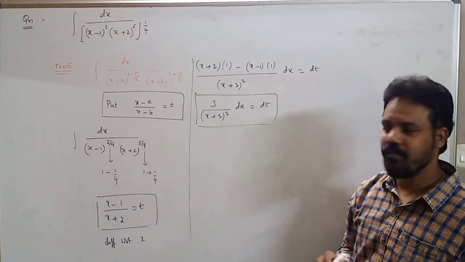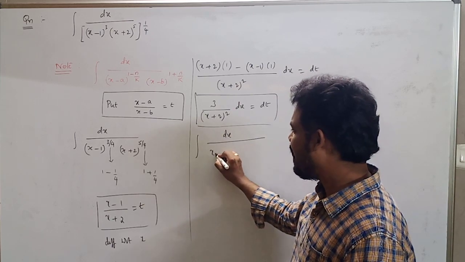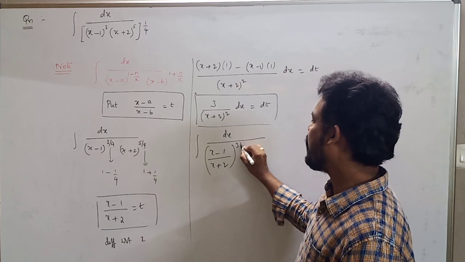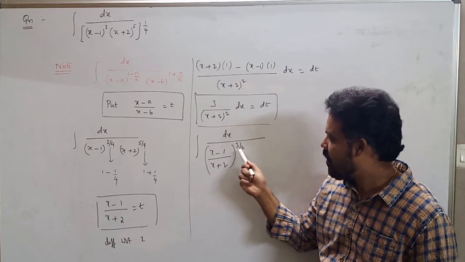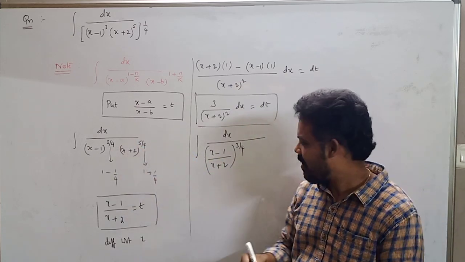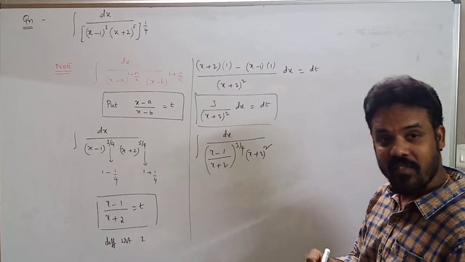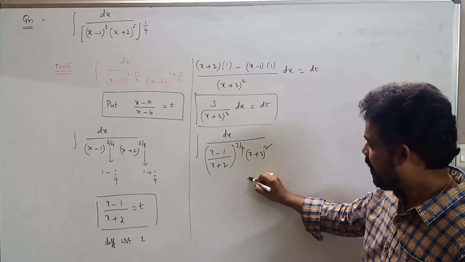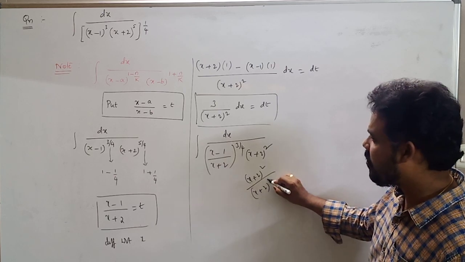Now coming to the question. Integral dx by, I write here, (x minus 1) by (x plus 2) whole to the power of 3 by 4. How, sir? Listen. (x minus 1) whole to the power of 3 by 4, enough. But we want 5 by 4. For that, it should be (x plus 2) whole square. Why? Because 3 by 4 and 2 is there. That means (x plus 2) whole square by (x plus 2) whole to the power of 3 by 4.